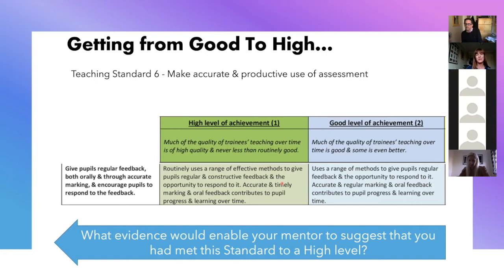But I think it still comes back to what you were saying about whatever information you're collecting through whatever assessment methods that you are using. How is that informing you? How is it then allowing you to give really pertinent feedback to that student at that particular time?